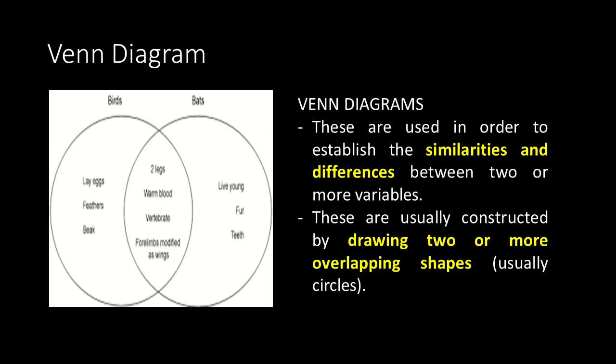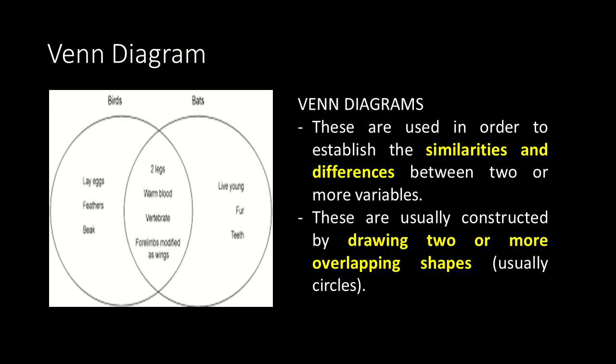So we begin with diagrams, specifically with Venn diagrams. These are used in order to establish the similarities and differences between 2 or more variables. And we construct these diagrams by drawing 2 or more overlapping shapes, and most of the time we use circles. As you can see in the examples, there are 2 overlapping circles, and what's found inside the overlapping space would be the similarities between birds and bats, and what we find in the non-overlapping space would be the unique characteristics or the differences between birds and bats.